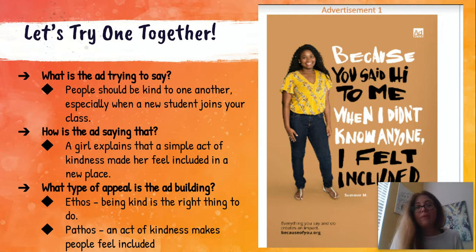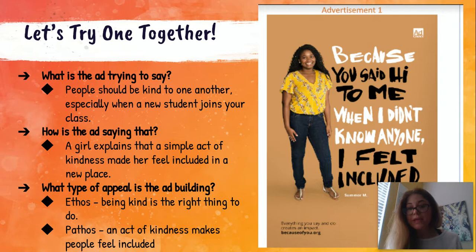Now that I've figured out what the ad is trying to say, I have to determine how the ad is actually saying it. Well, they're using a school-aged person, a girl, and she's explaining that a simple act of kindness made her feel included in a new place. Now that I've figured out what's being said and how the ad is saying it, I'm going to see if I can determine the type of appeal that the ad is building.